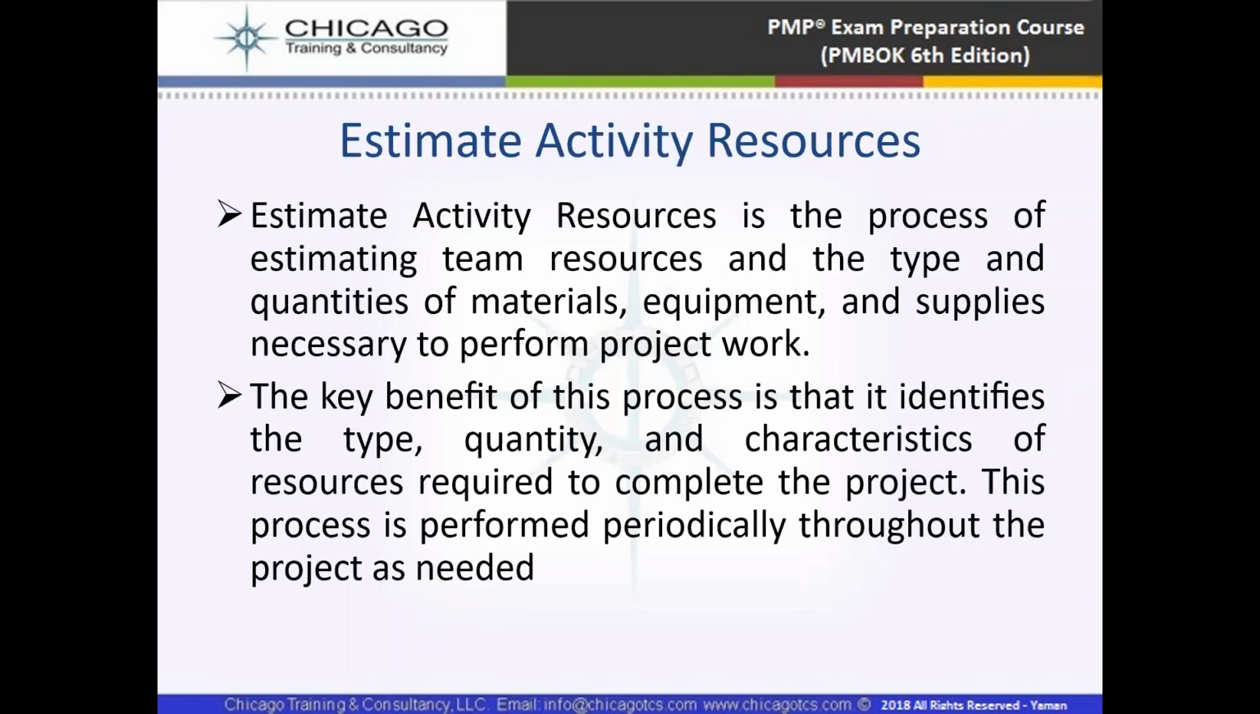The second process is estimate activity resources. So what basically is estimate activity resources? It is the process of estimating team resources and the types and quantities of materials, equipment, and supplies needed to perform project work. And the key benefit of this process is that it identifies the quantity and characteristics of resources required to complete the project. This process is performed periodically throughout the project as needed. So basically we are estimating our resources, and this task is being done throughout the project as needed.